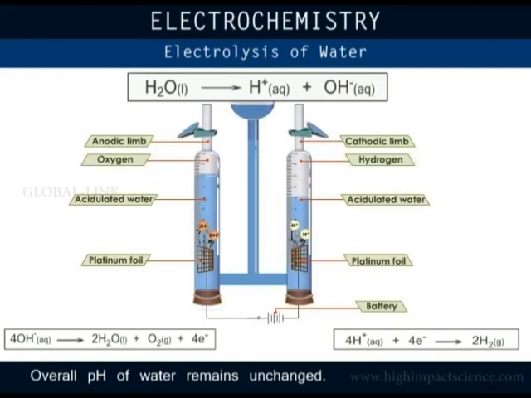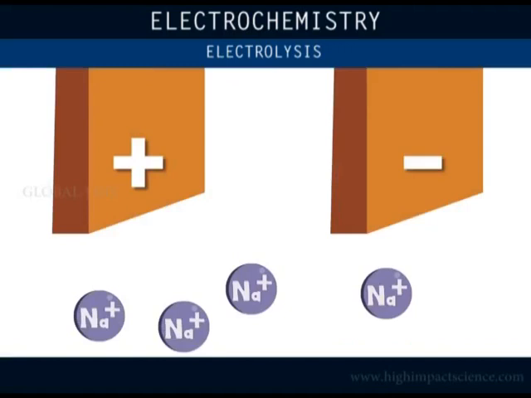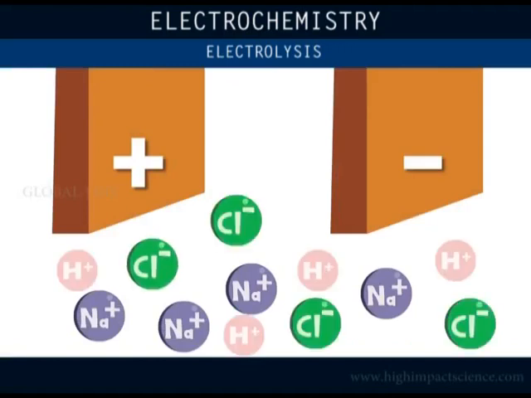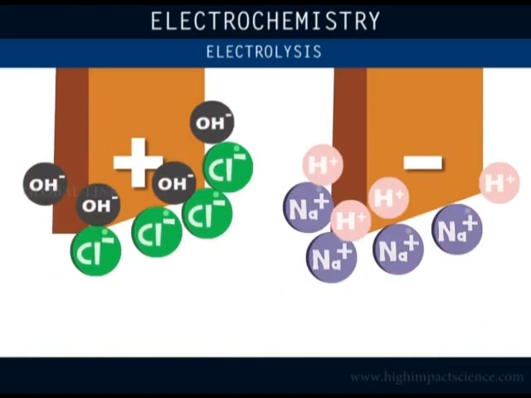And so, water is also a binary electrolyte because it contains only one cation and one anion. Now, consider an aqueous solution of sodium chloride. Apart from sodium and chloride ions, there are also hydrogen and hydroxyl ions due to the dissociation of water. So both hydrogen and sodium ions are attracted to the cathode, and both chloride and hydroxyl ions are attracted to the anode. The question is, which of the two ions will be discharged at the respective electrodes?